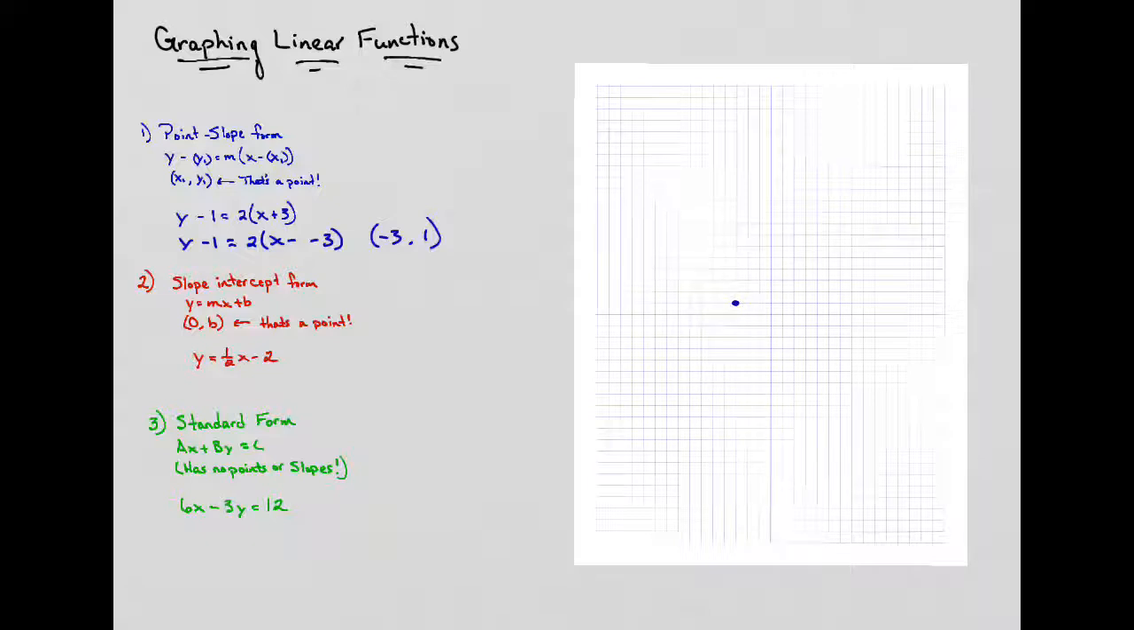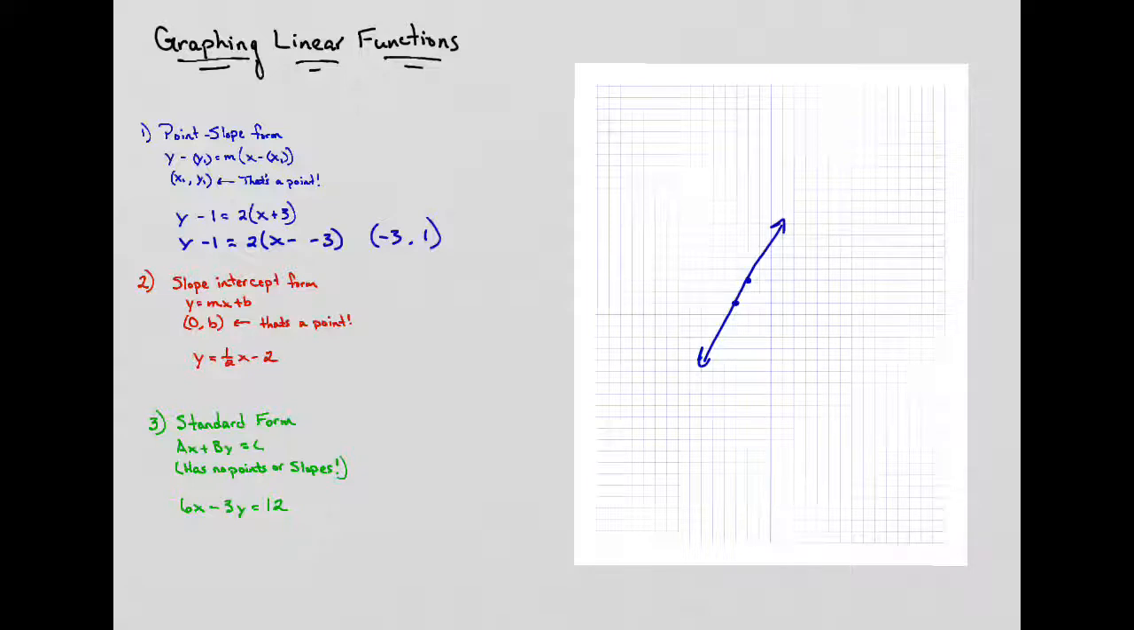In order for me to get the next point, and the next point, and the next point, I'm going to use slope. My slope is 2, so from the very first point that I graphed, negative 3, 1, I'm going to go up 2 and over 1. That's all the information that I need in order to graph my equation. These points are the ones that I'm looking for, and I can just connect my dots, and I'm done.